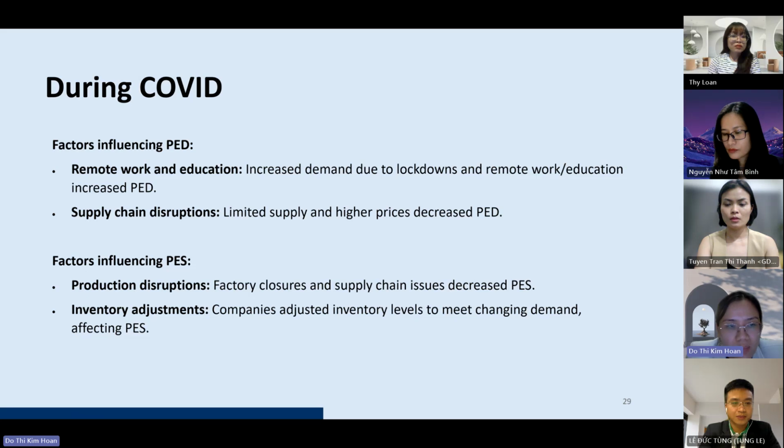And I would like to talk about factors influencing price elasticity of supply: production disruption, factory closure, and supply chain issues affected elasticity of supply too. Another important factor is inventory adjustment. Some companies adjusted their inventory levels to meet the demand challenge, which affected price elasticity of supply too. We can go inside to know the reason.